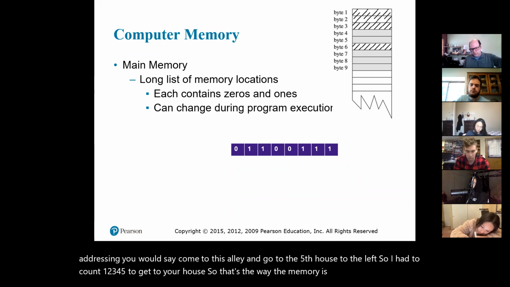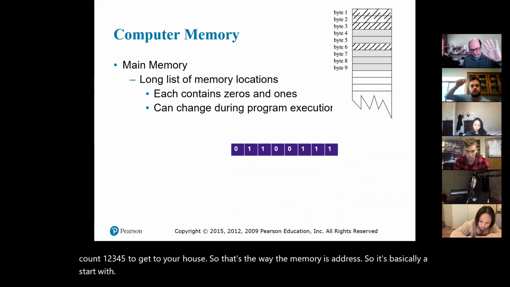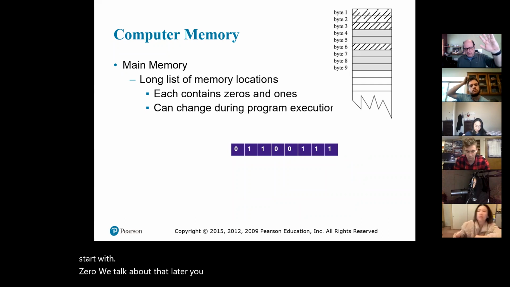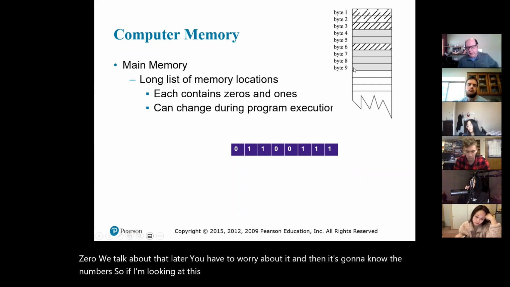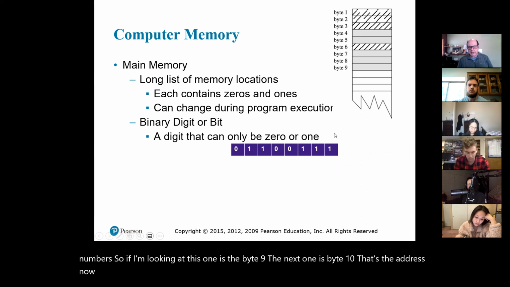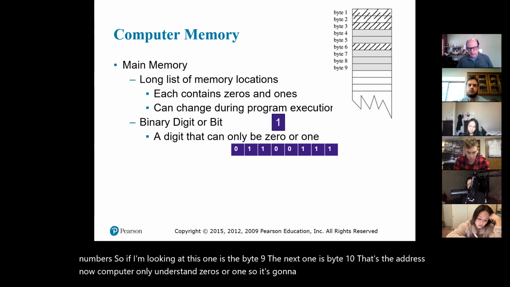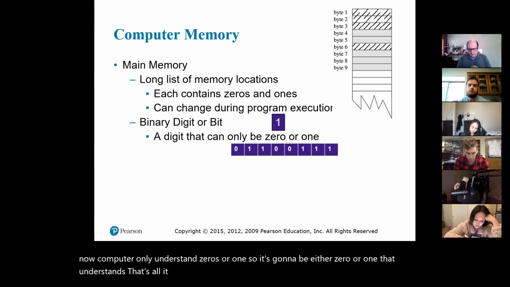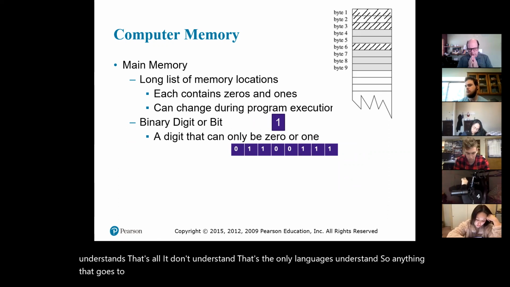So basically you start with 0. We'll talk about that later. You don't have to worry about it. And then it's going to know the number. So if I'm looking at this one, it is byte number 9. The next one is byte number 10. That's the address. Now, the computer only understands zeros or ones. That's all it understands. That's the only language it understands. So anything that goes to the CPU has to be in zeros and ones.